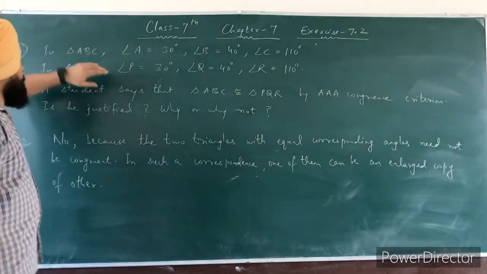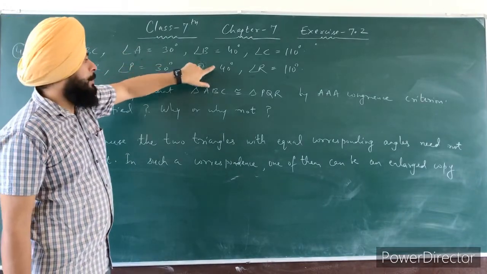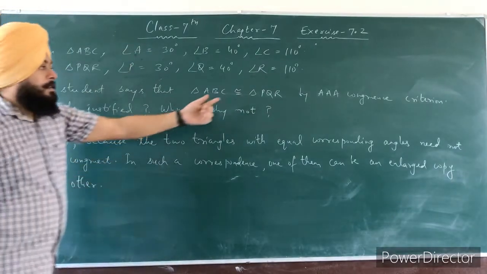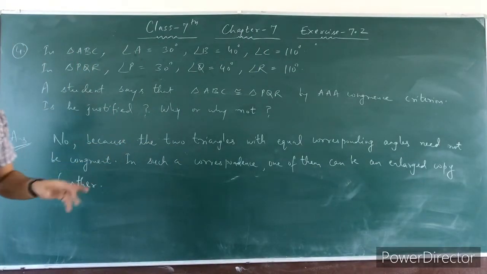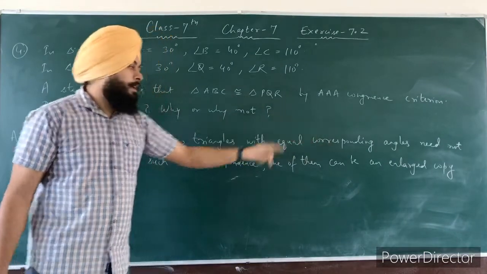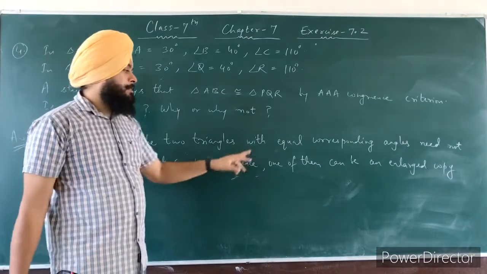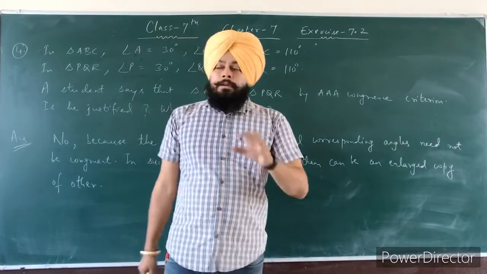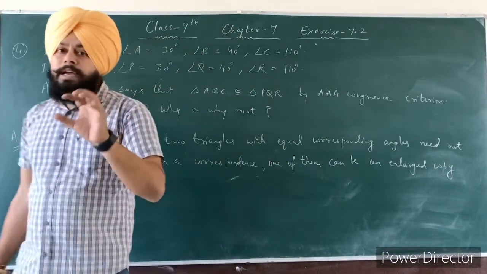So you can see here both of these two triangles, angle A is equal to angle P, angle B is equal to angle Q, angle C is equal to angle R. But is this criterion satisfied here or not? The answer is no. No, because the two triangles with equal corresponding angles need not be congruent. In such a correspondence, one of them can be an enlarged copy of the other. For example, if the two triangles are congruent, then they have the same size and shape.